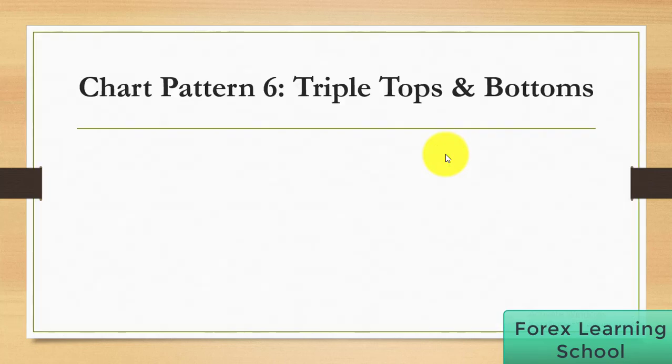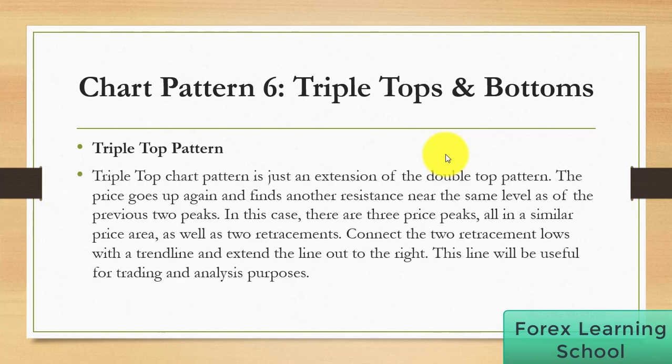Chart pattern 6. Triple tops, bottoms. Triple top pattern. The triple top chart pattern is just an extension of the double top pattern. The price goes up again and finds another resistance near the same level as the previous two peaks. In this case, there are 3 price peaks, all in a similar price area, as well as 2 retracements.